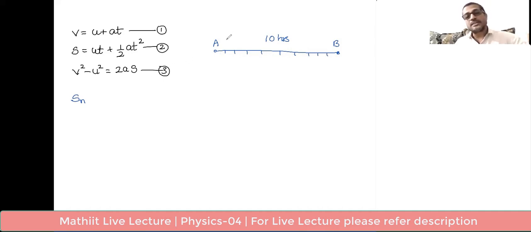So if someone says, what is the distance traveled in 10 hours? You will count this entire distance and you will say that this is the total distance traveled in 10 hours. If someone says, what is the distance traveled in the 10th hour? Then only this will be the distance traveled in the 10th hour. Did you understand the difference between both of them? Okay.